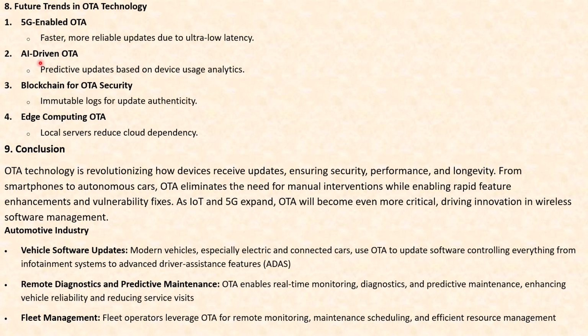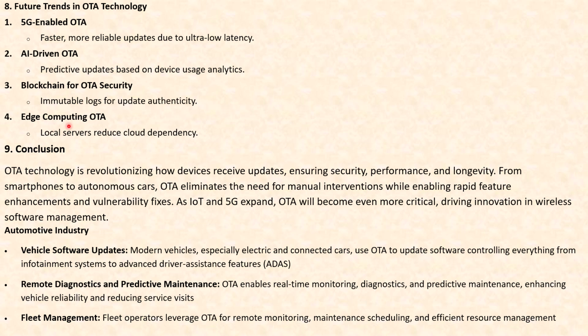Next comes AI driven OTA: predictive updates based on device usage analytics. And next is blockchain for OTA security, which means immutable logs for update authenticity. So as and when there are updates, there is clear-cut logging and a clear-cut track record, like maintaining a register for the various updates.